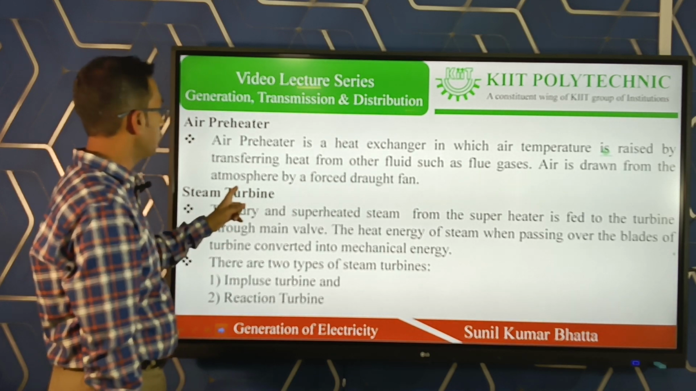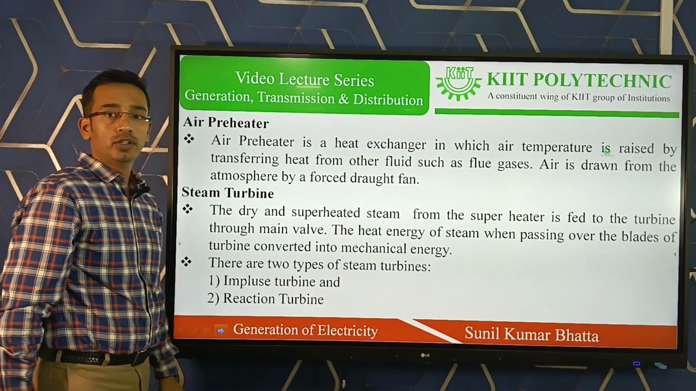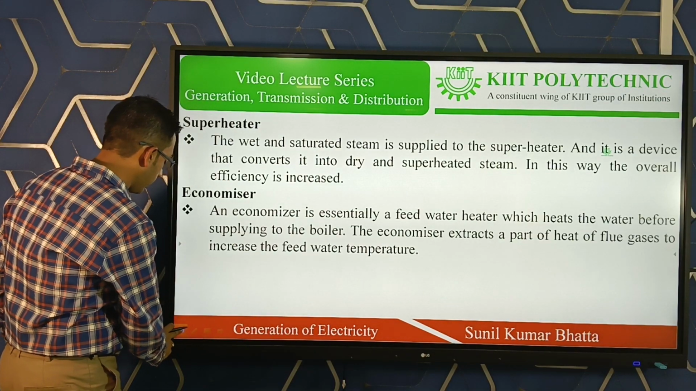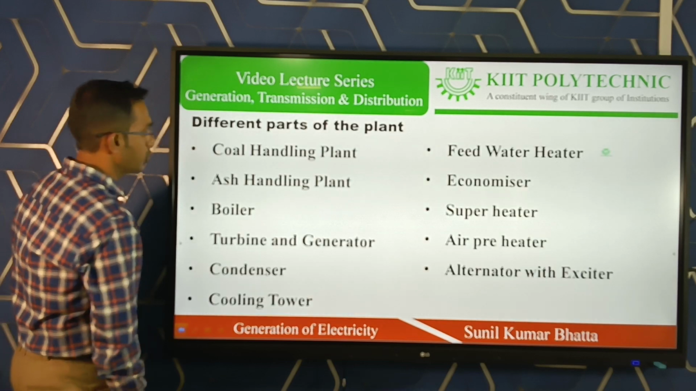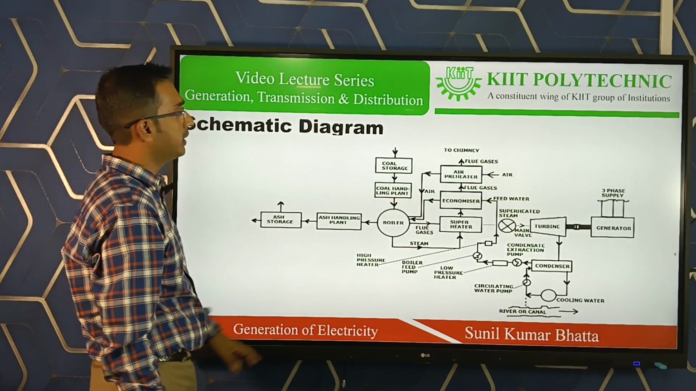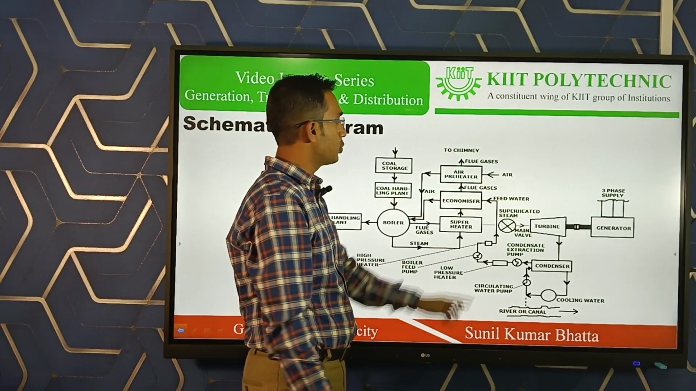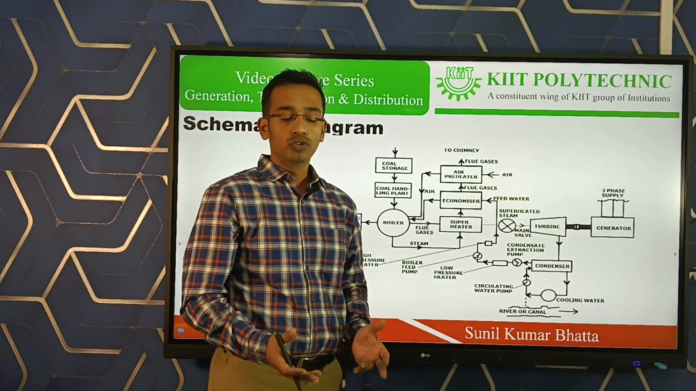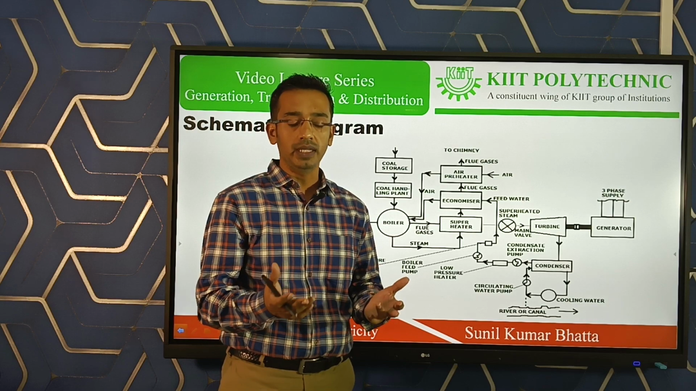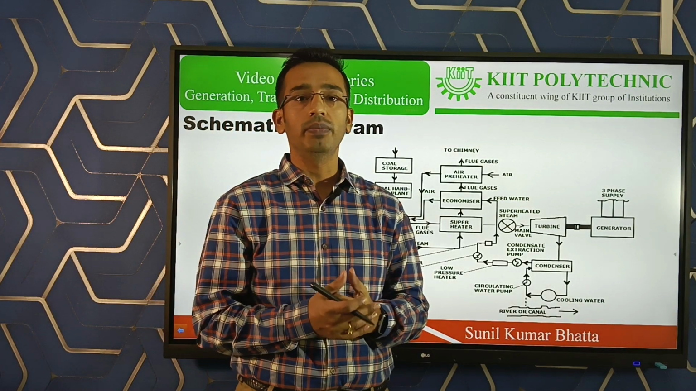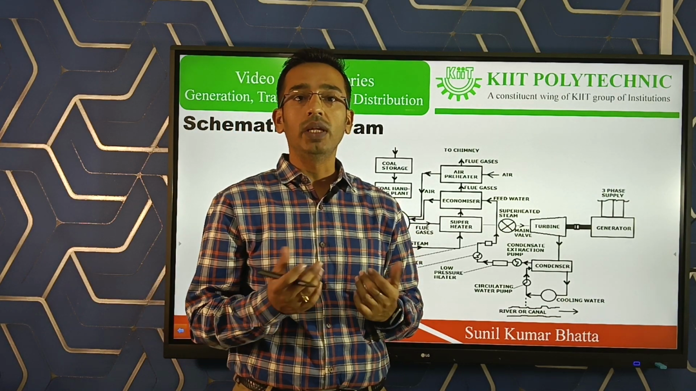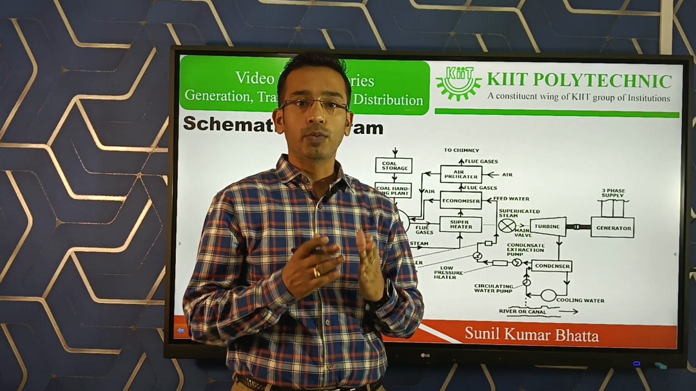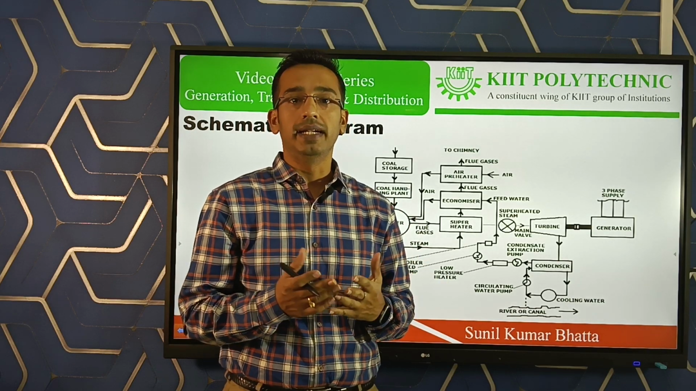Air is drawn from the atmosphere by a forced draft fan. In the diagram, you can see the air preheater, where the air coming from the atmosphere is heated. For coal combustion we require air, so the atmospheric air comes in and is then preheated.